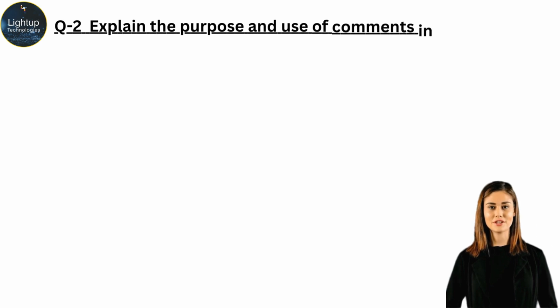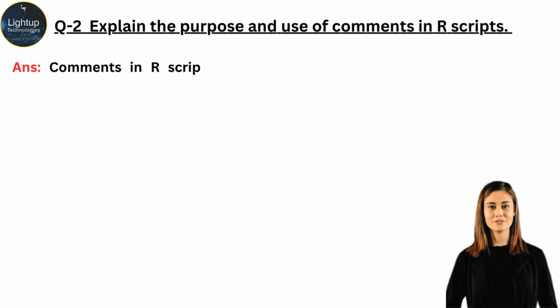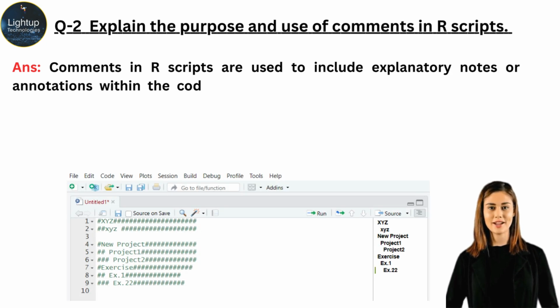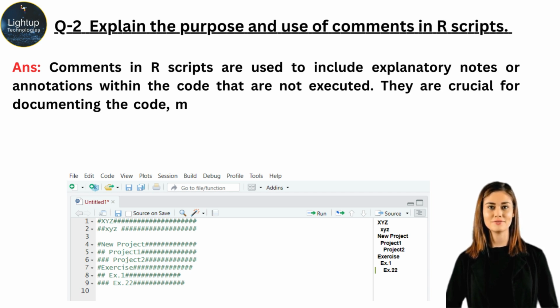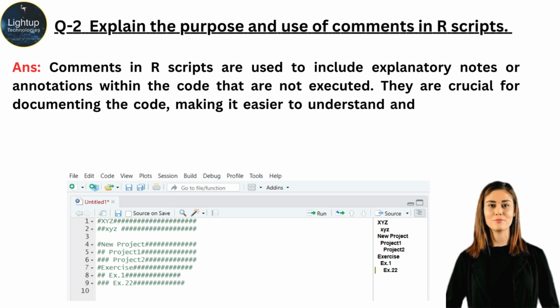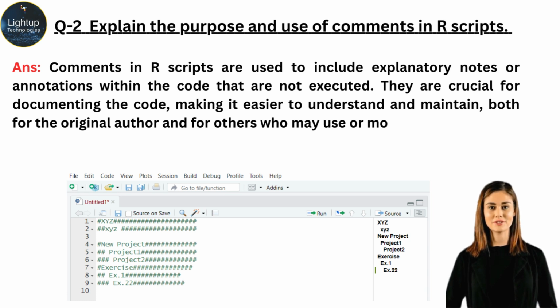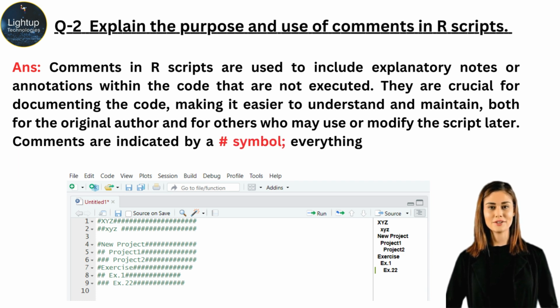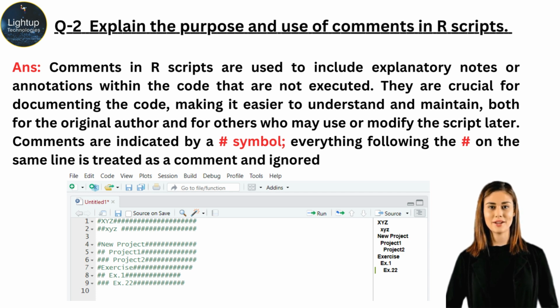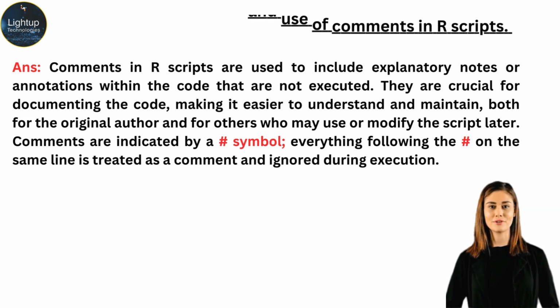Explain the purpose and use of comments in R scripts. Comments in R scripts are used to include explanatory notes or annotations within the code that are not executed. They are crucial for documenting the code, making it easier to understand and maintain, both for the original author and for others who may use or modify the script later. Comments are indicated by a hash symbol. Everything following the hash on the same line is treated as a comment and ignored during execution.